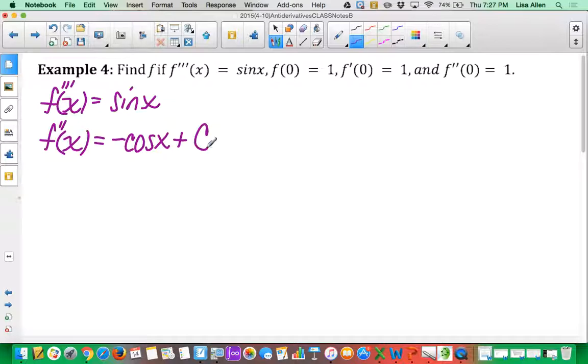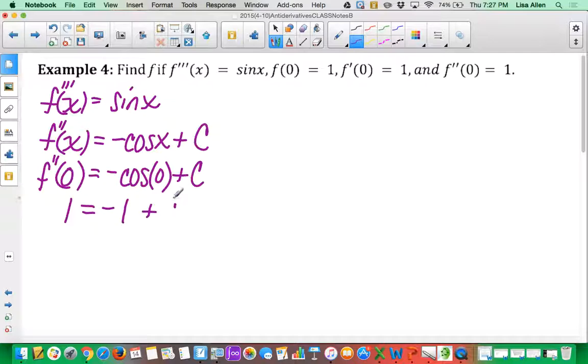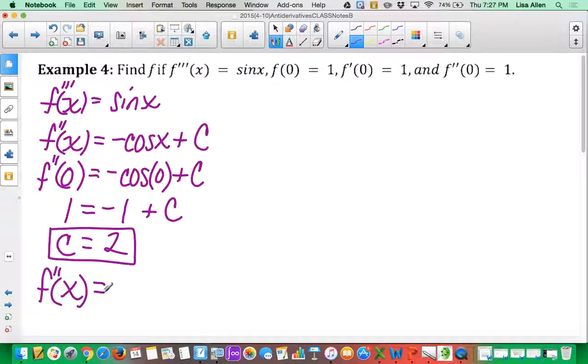Take some time to do a think cycle with that. So we know f double prime of 0 is equal to 1, and we'll plug that in there. We have negative cosine 0 plus c. So we want to find out what c is at this stage. So f double prime of 0, which is 1, is equal to negative cosine 0, which is 1, plus c. We find out that c is equal to 2. So now we know that f double prime of x is equal to negative cosine x plus 2.